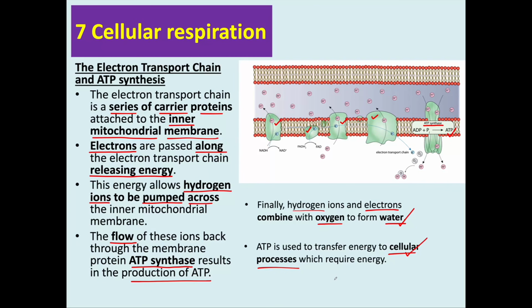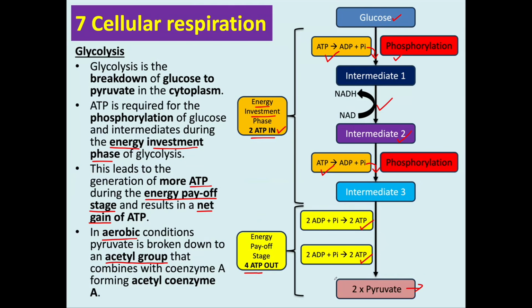So that's a long and complicated little process. So I'll just do a quick recap before we move on. There are three steps, three main stages. We have glycolysis, which takes place in the cytoplasm, and glycolysis is the breakdown of glucose into pyruvate. We'll go back to that one. We have an energy investment phase and an energy payoff stage, which results in a net gain of ATP. The ATP that we put in is used for the phosphorylation of glucose and the intermediates.